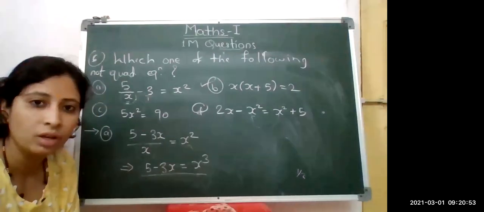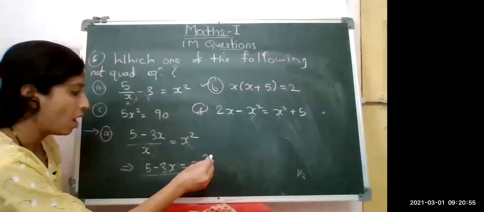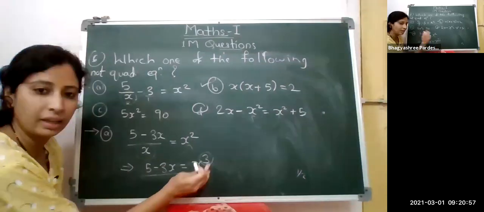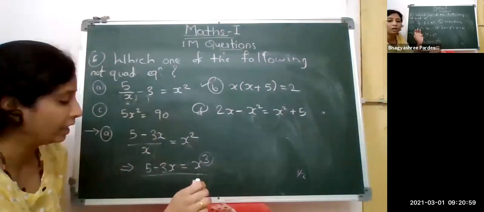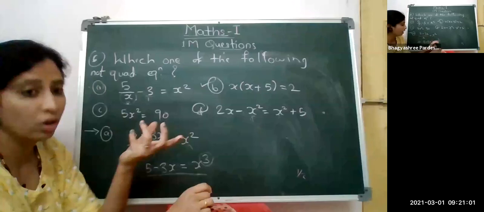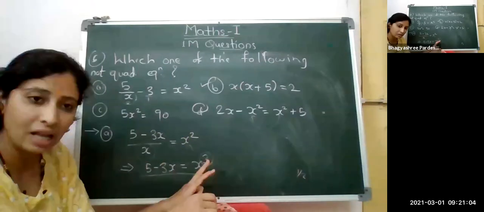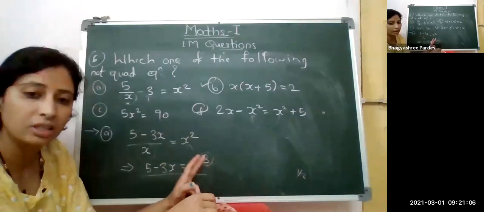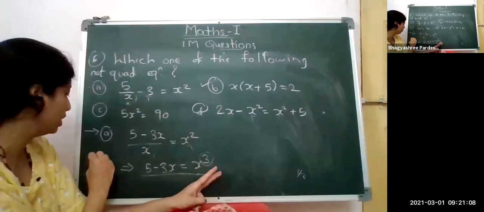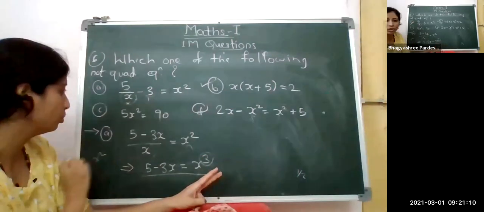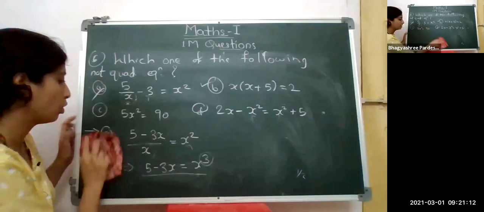So here, since the highest power of x is 3, this number which is above x, that we say is the power of x, or it is also called the order of x. So since the highest power of x is 3, this is not a quadratic equation because we require the power of x to be 2. So this is not a quadratic equation. So the first option has been cancelled from here.